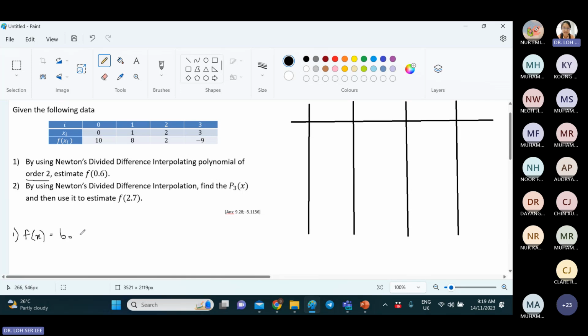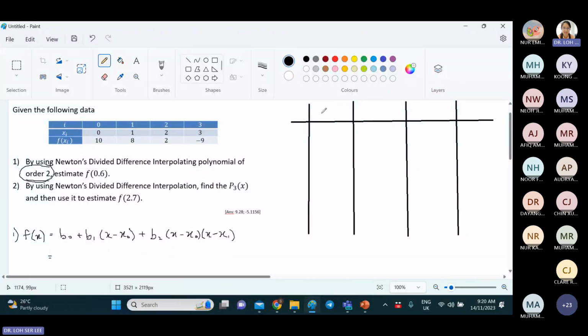We will start from B0 and then B1. B1 times (x minus x0). Next will be B2 times (x minus x0) and (x minus x1). So B0, B1, B2, and here we have x squared, that means order of 2. So we stop at B2. We need to find B0, B1, B2.